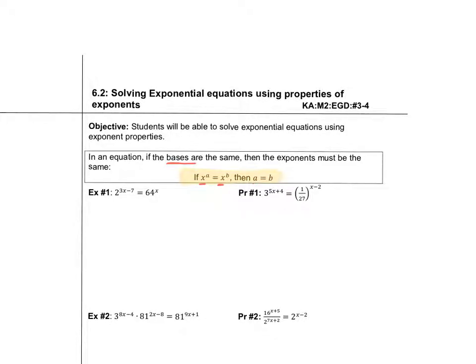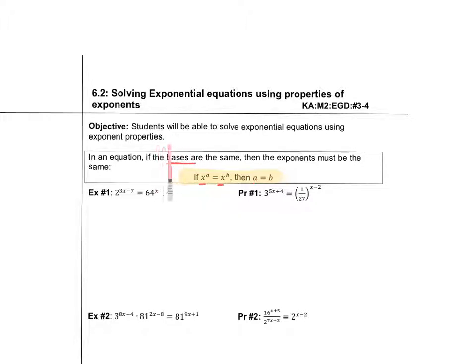Okay, so today we're going to be doing 6.2, solving exponential equations using properties of exponents. And the goal is for all of you to be able to solve exponential equations using exponent properties. So what that means is we're going to be writing and solving equivalent exponent equations, which might seem a little weird, but basically what we're going to be working on is dealing with these bases.